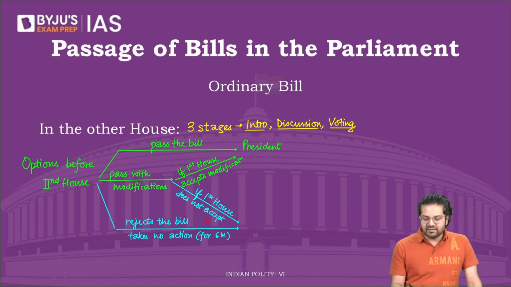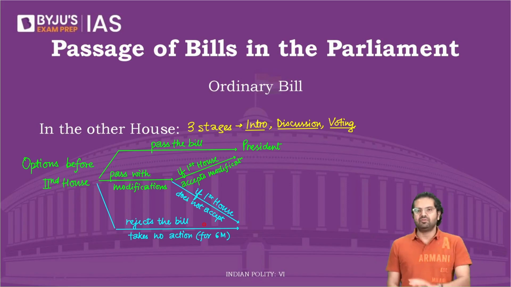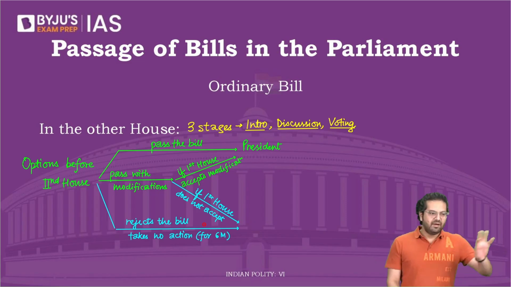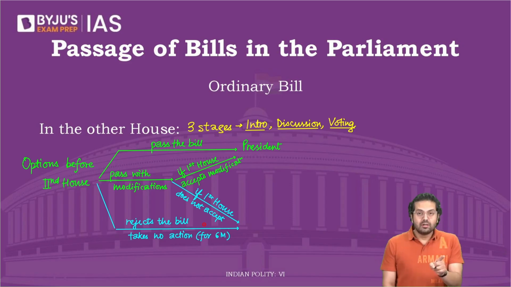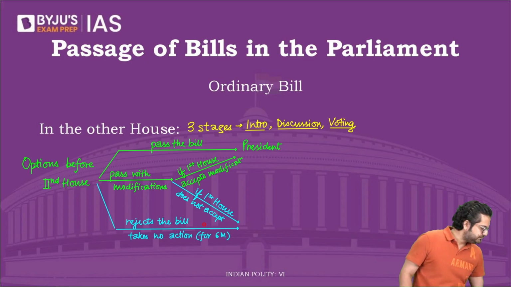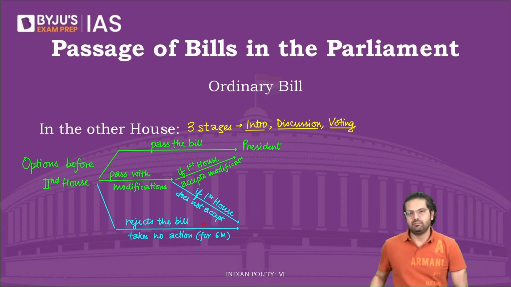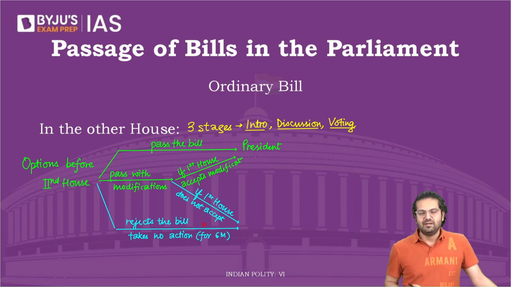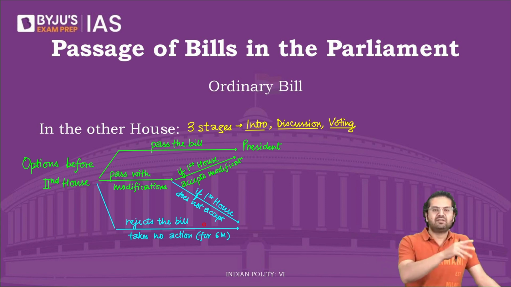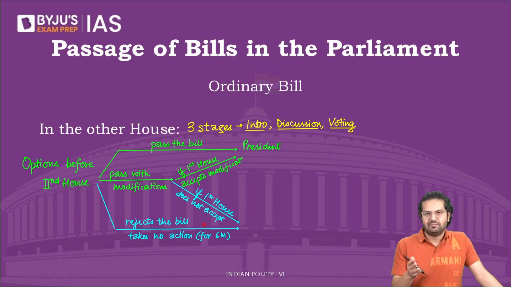In both these cases, there is a small problem. Problem is the conflict between both the houses. Either one house wants to pass the bill, other house does not want to pass the bill, or one house wants to pass the bill, but in a different form than the second house. How will the first house know the changes? Nothing is secret. You make the changes and you send it to the first house. It is mandatory.